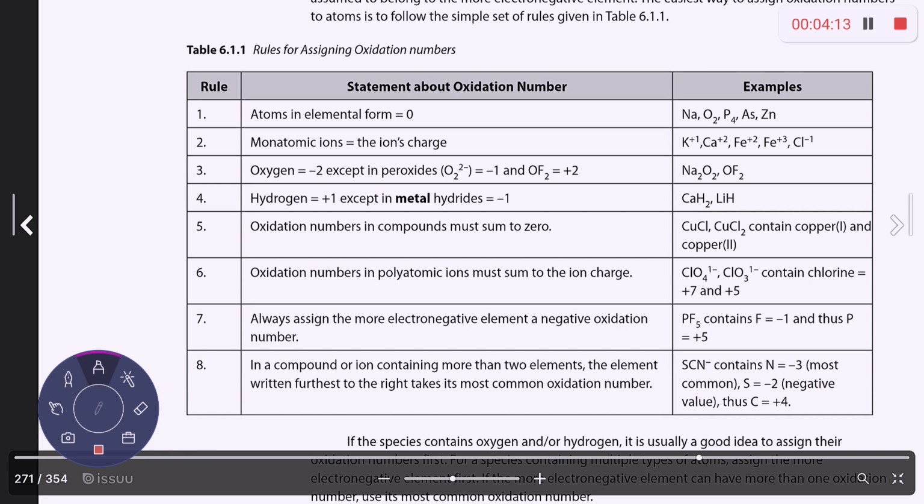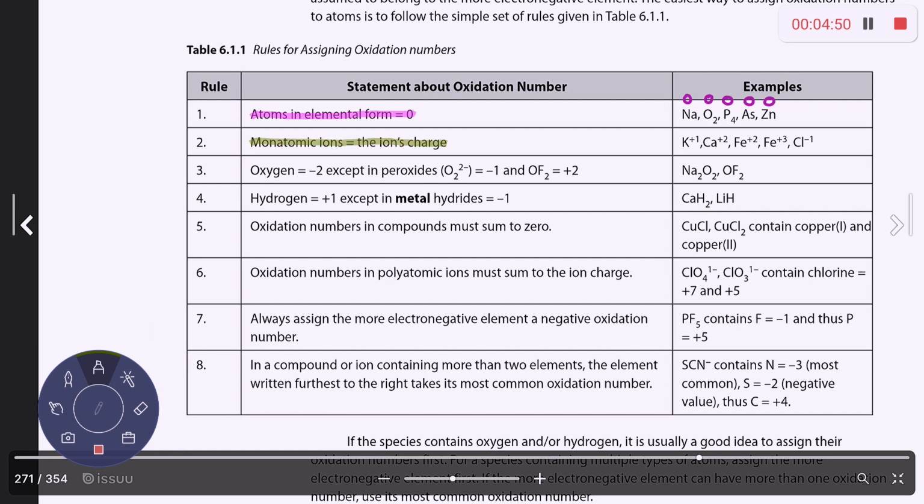So the first rule is if you have an atom in elemental form, its oxidation number will be 0. So what we generally do is, here are some examples over here. I've got elemental sodium, oxygen, phosphorus, arsenic, and zinc. You may have a subscript. You may not have a charge. Okay, there's a different rule for things that have charges on the paper. Okay, so what you would do here is you would put your oxidation number above the substance, which would be 0.